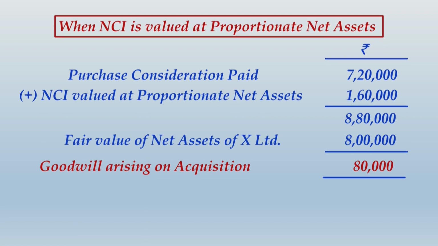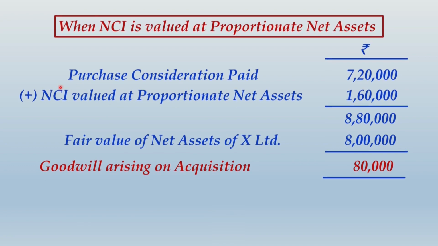Alright friends, you would have finished writing this calculation. Now look into one thing. You have dealt with the first part where the NCI is valued at proportionate net assets. If you would want to consider the second part where NCI is valued at fair value, there will be just one change now that you have to consider.